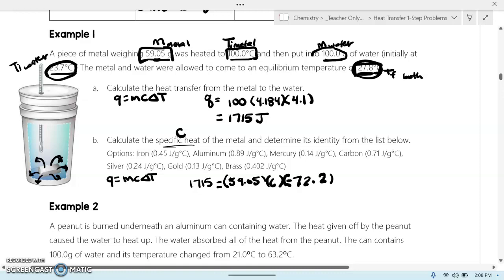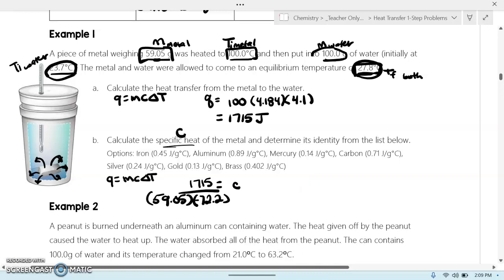Now let's solve for C. If you multiply 59.05 and 72.2 and then divide them over, so do your math. I'm just going to put them both over here. You want this product. Okay, and that should give us C.